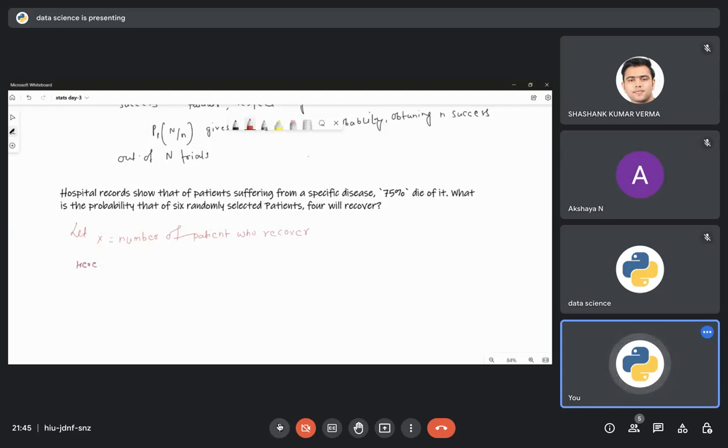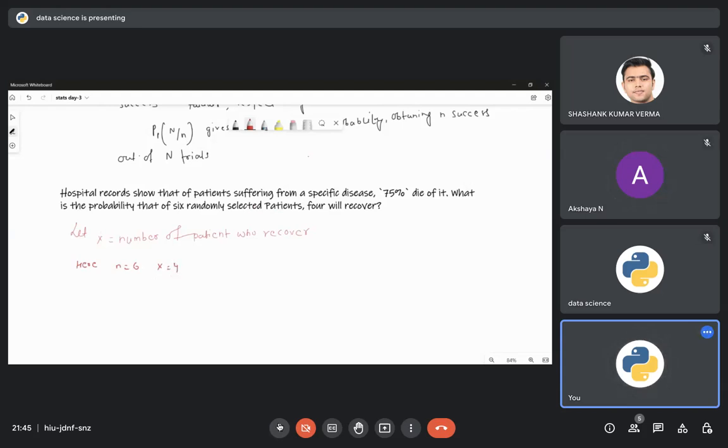Here is what is given. n is equal to 6. How many patients do we have to pick? The sample size we have to pick is 6, and out of that how many have to recover? 4. So x is equal to 4. Two things are given here.